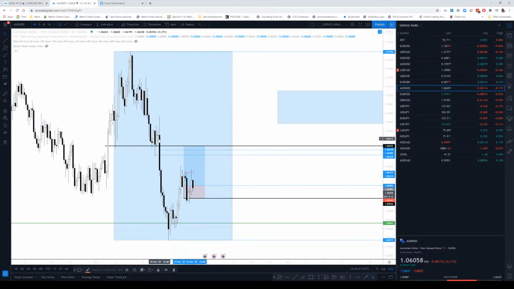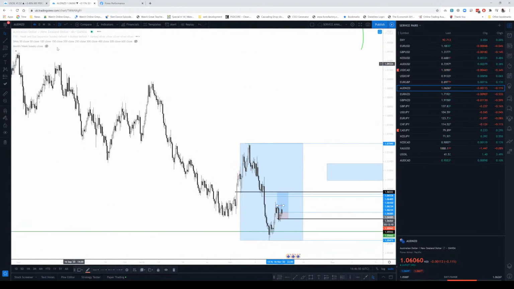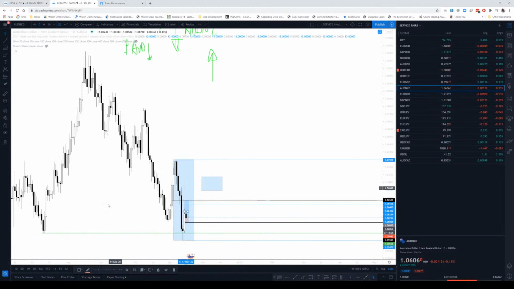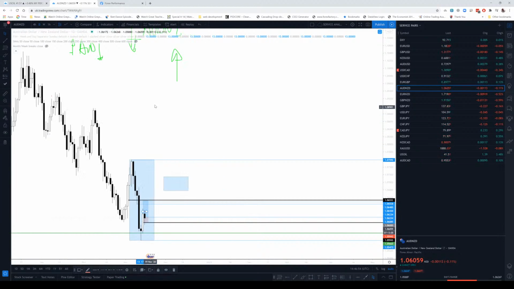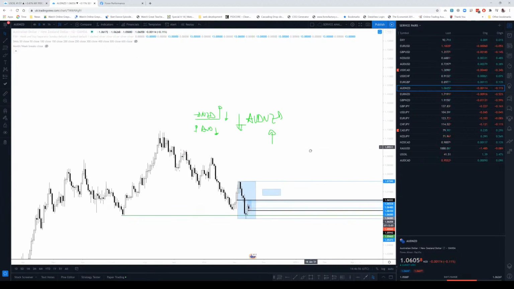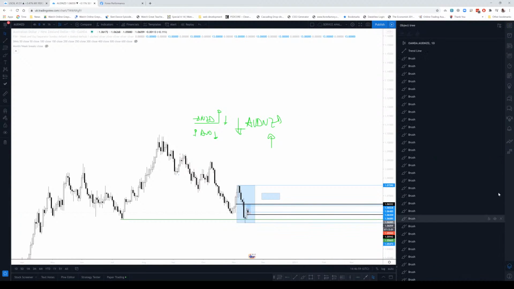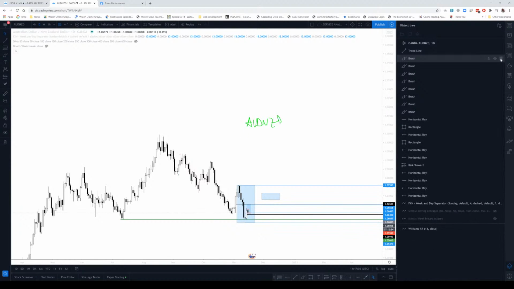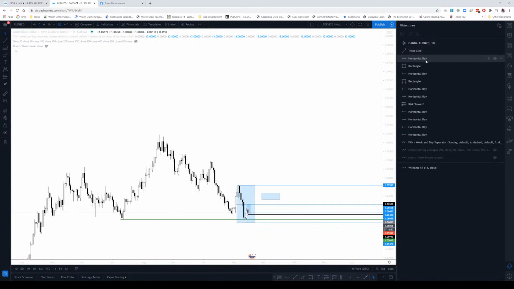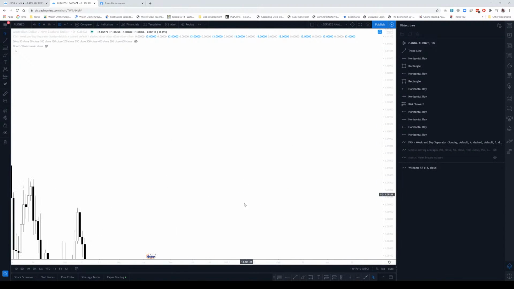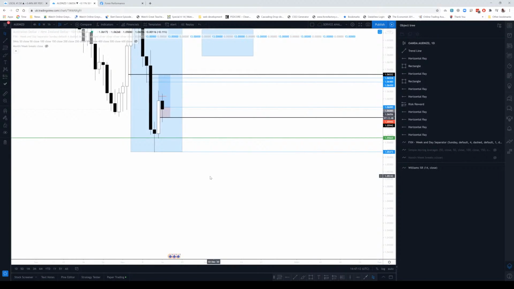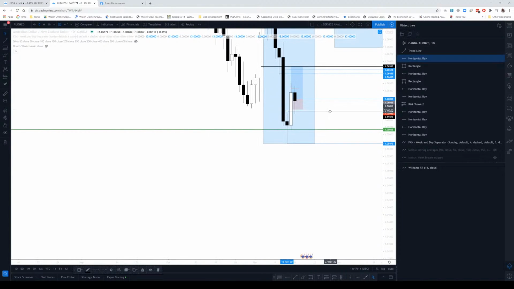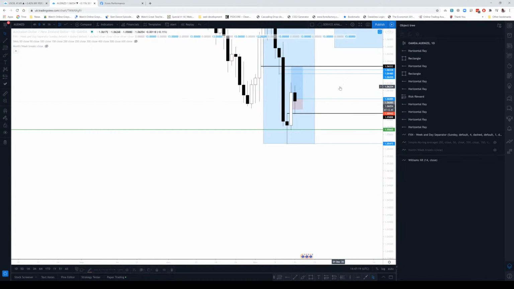Yeah, on the 4-hour we do have a void. Again, if you go on the daily, we've just run this low, and we have retraced to this down candle. Okay, that is a positive sign.